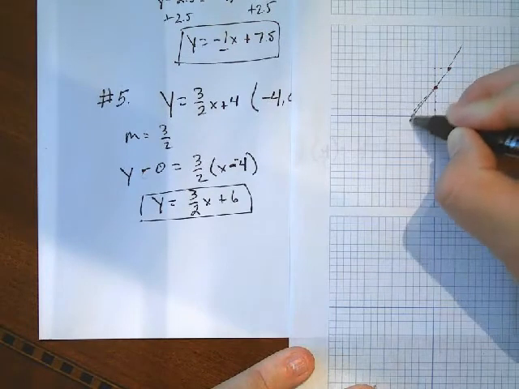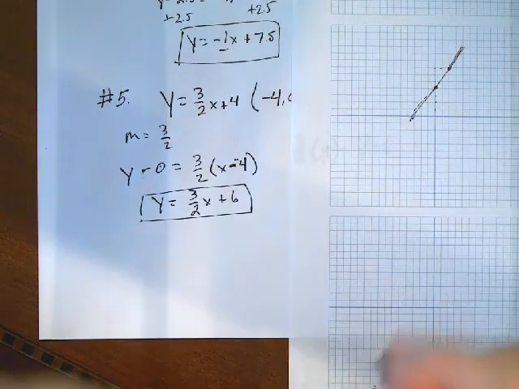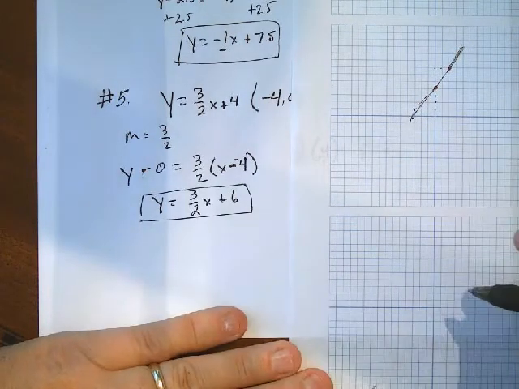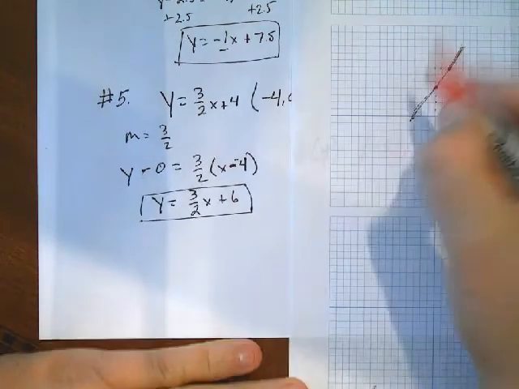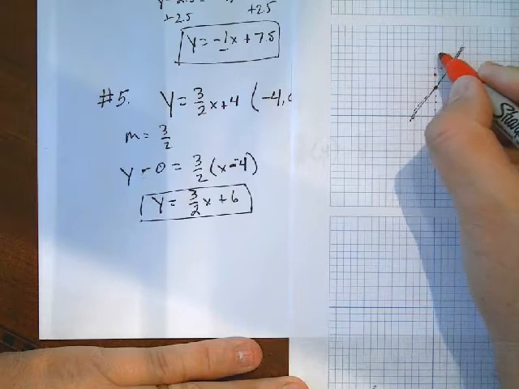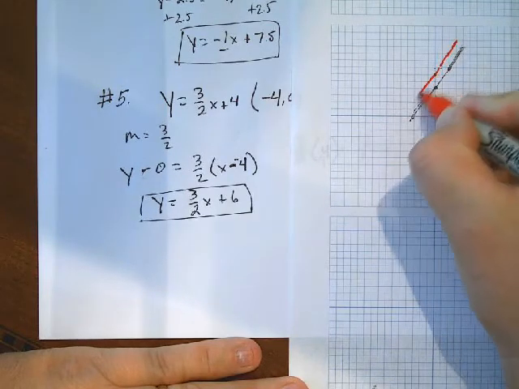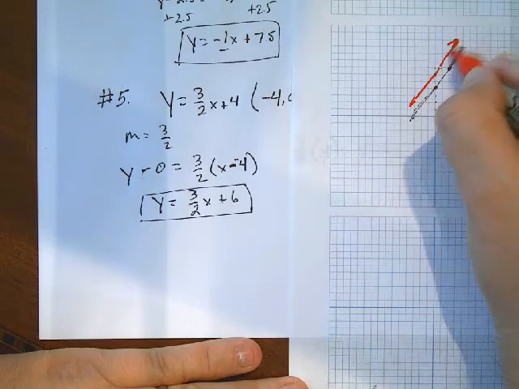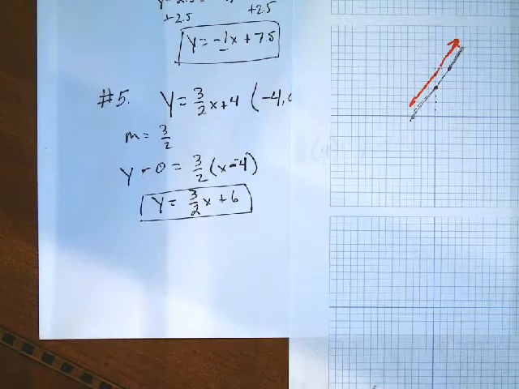Straight line drawing isn't very good. Should be the straight edge. So there's the original, and then what's the new one? The same thing, but it's plus 6. So it'll be here, and then 1, 2, 3, 1, 2. All right, so there's our 2 lines. All right. Let's move on.